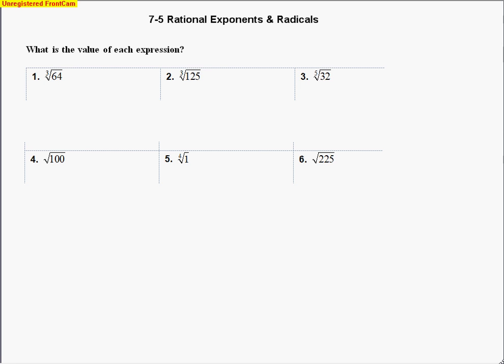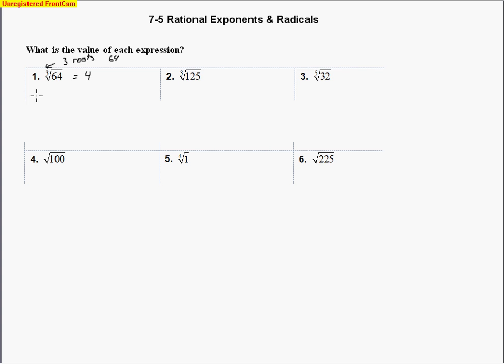This is the tutorial for Chapter 7, Section 5, titled Rational Exponents and Radicals. We're going to take a look at some radicals that are not just square roots, but some cubic roots as well. This is called a cubic root. This index tells us that we're looking for three roots of 64, so three numbers that multiply to make 64 that are all the same. That would end up being 4.